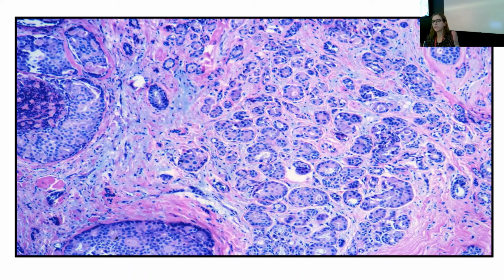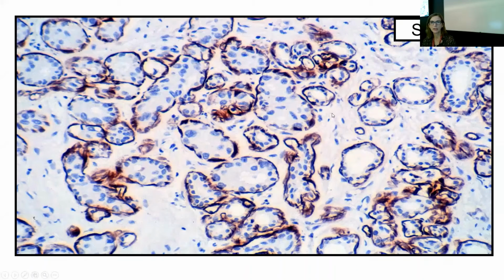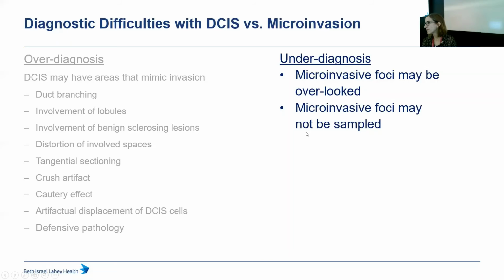And, you know, the advice, of course, is to look on low power and look for lobular centricity, but that can be difficult. And, you know, so sometimes we do need to use myoepithelial cell stains. And here a smooth muscle myosin heavy chain highlighting that myoepithelial cell layer, allowing us to be confident that it's DCIS in adenosis.